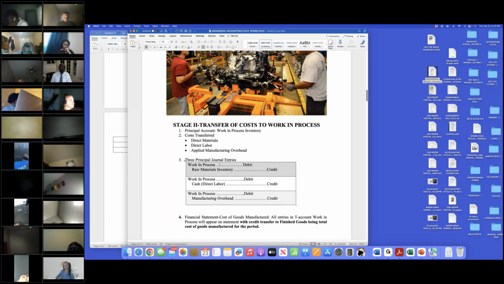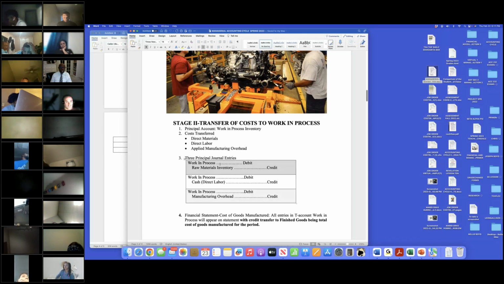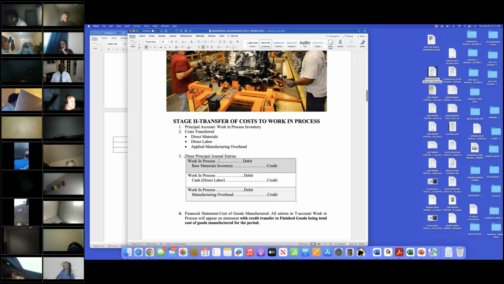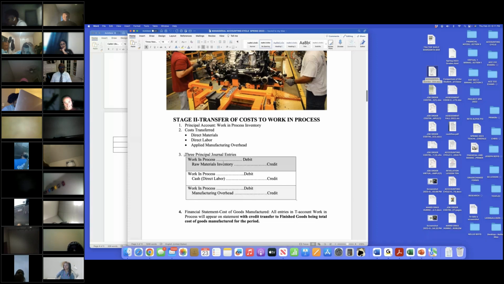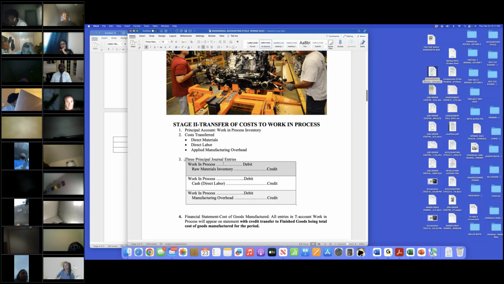We'll calculate what it costs and how much we made. So we're going to estimate that overhead. But in stage 2, you're debiting work in process each time. Got that, team one? Good.